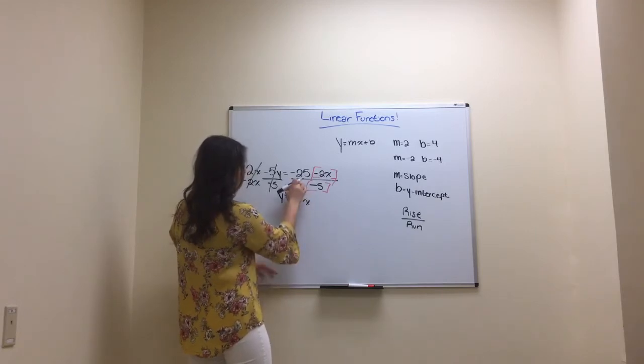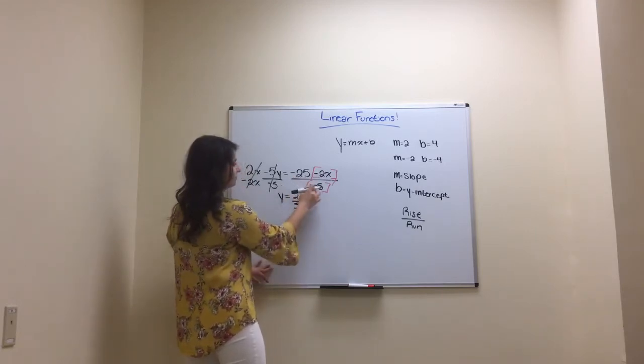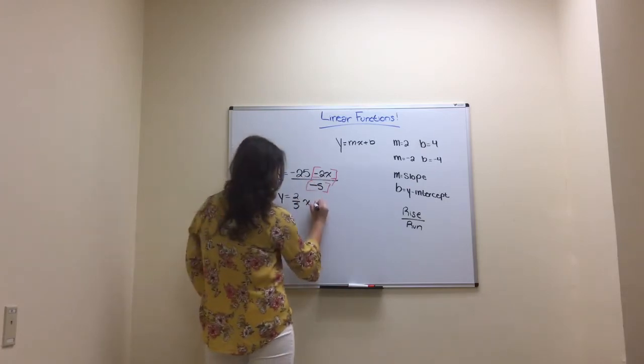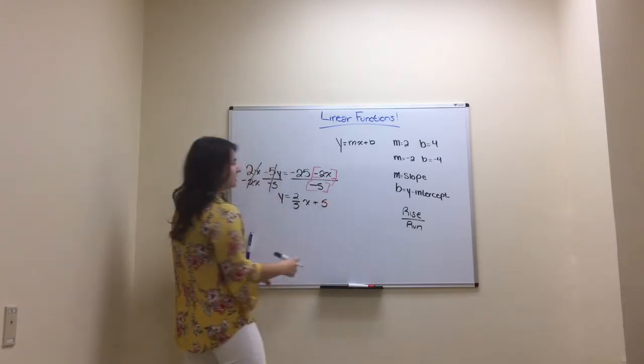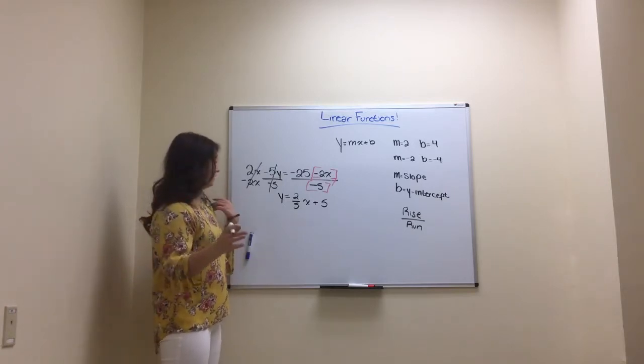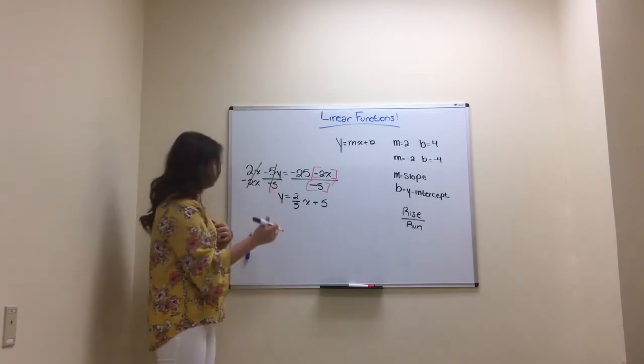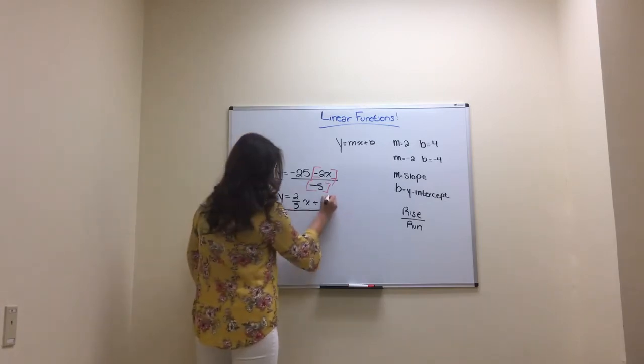Okay? And then we're going to have to divide negative 25 by negative 5. So a negative divided by a negative is always positive. So this is going to be plus 5 because negative 5 times positive 5 is negative 25. And this is your answer.